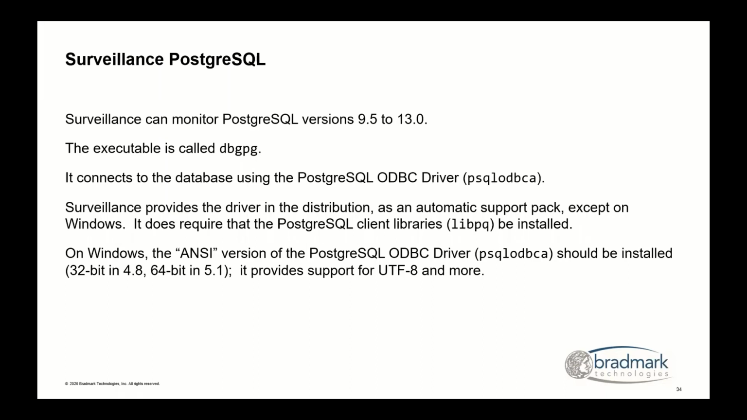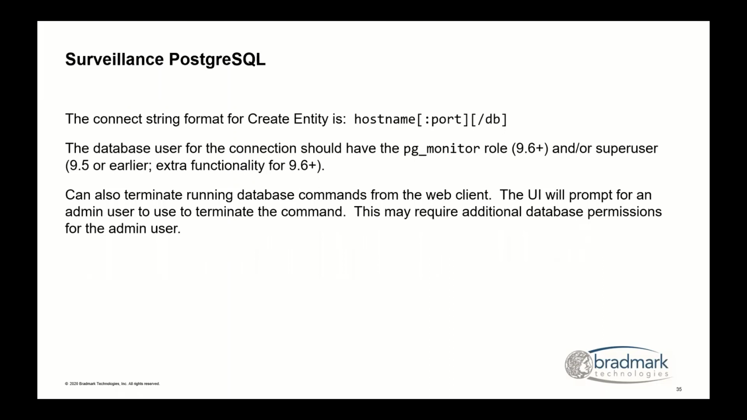But for the most part, a lot of this is very seamless and very easy to get up and running. The connect string is, again, the familiar host name with the optional port and database when you're creating the entity. The database user requirements in Postgres depend on the version of Postgres. If you're on 9.6 or later, then it's just the pg_monitor role. But if you're earlier, or even on 9.6, we pretty much need the superuser privilege as well. So for 9.5, 9.6, probably superuser to get that going. But for later versions, it's just the simple pg_monitor role.